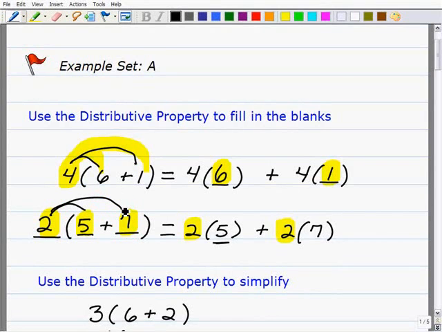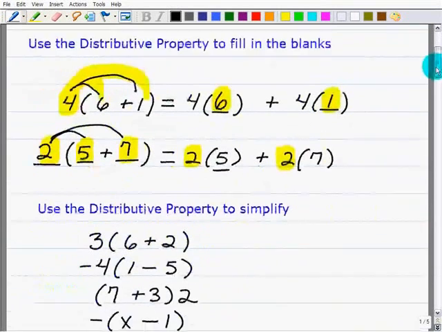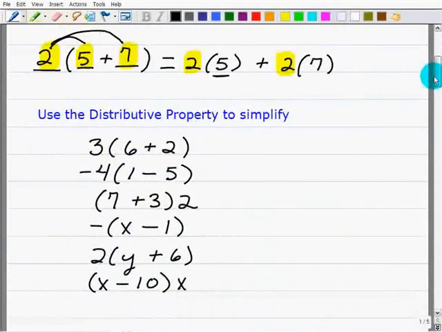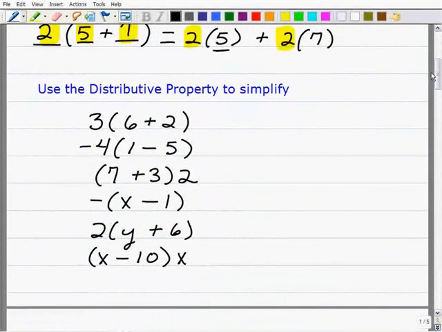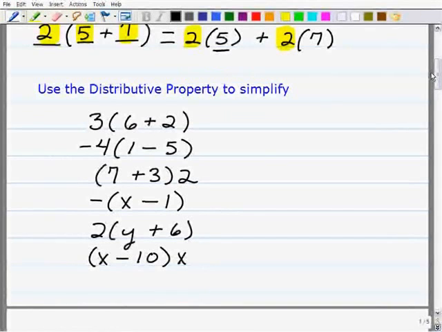You might run across a problem like this on a test or a quiz, and it's just a good way to work backwards and grasp this distributive property concept. All right, so let's go ahead and apply the distributive property to all these different problems here. If you haven't already done so, I'd like you to go ahead and pause the video and try to do these problems. If you already have done it and want to take a look at it, let's get into it.